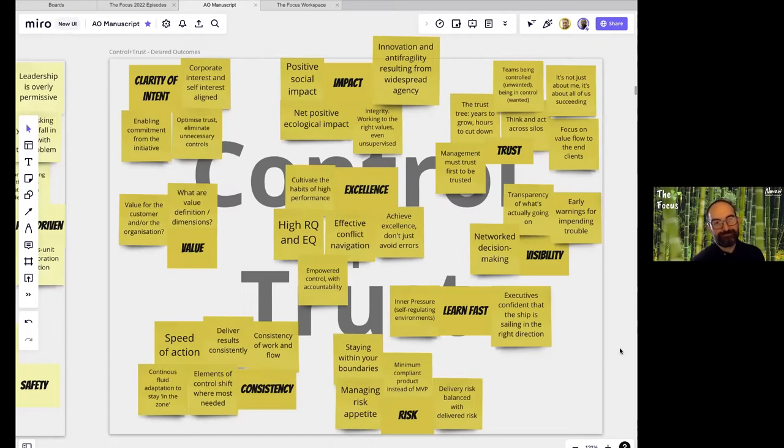That's not being hidden. That is very visible. Another aspect of high trust environments is that the organizations, the teams, and the individuals are able to learn fast. So there is a pressure to show that they learn fast, so that you can improve fast, so that you can actually become even better. And again, it is a link back to excellence and value and impact.